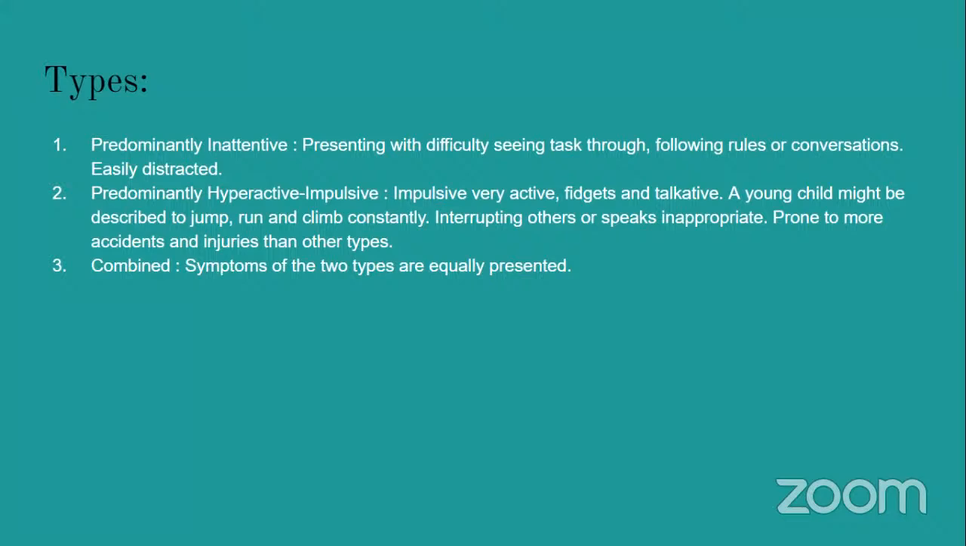These are described as impulsive, very active, fidgeting, and talkative people, easily described as a young child that might be jumping around, running, and climbing constantly, interrupting others or speaking inappropriately, prone to more accidents and injuries than the other types. The last type is combined, which has symptoms of both the other two previously mentioned types.